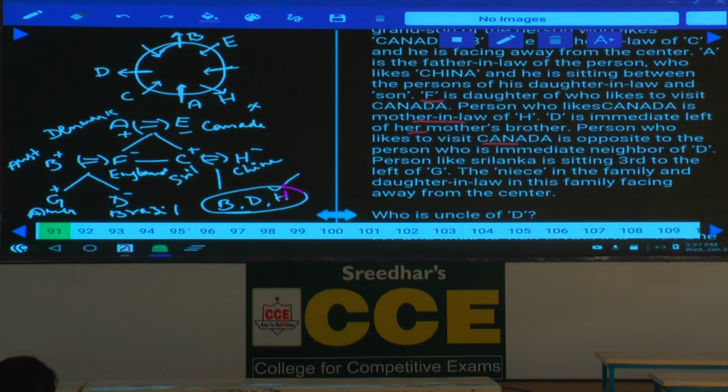D is to the immediate left of her mother's brother. The person who likes to visit Canada is opposite to the immediate neighbor of D. The person who likes Sri Lanka is seated south to the left of G. Sri Lanka is south to the left of G. Then who is Sri Lanka here? C. Then C is south to the left of G, hence G must be here. If G is here, then who is the person left over here? F is the person left over.